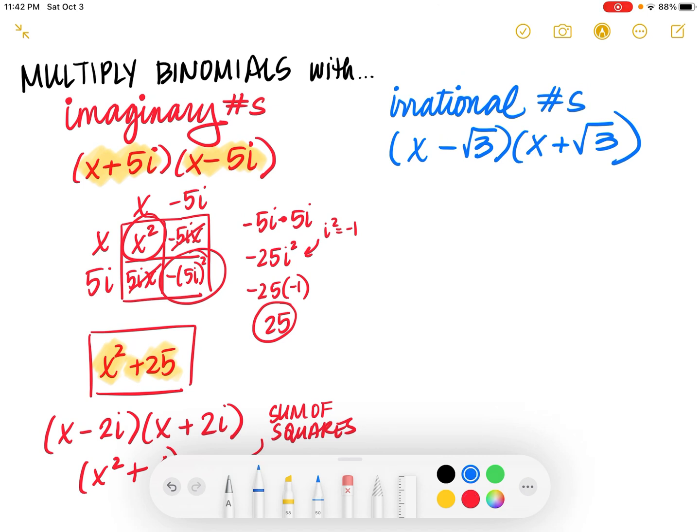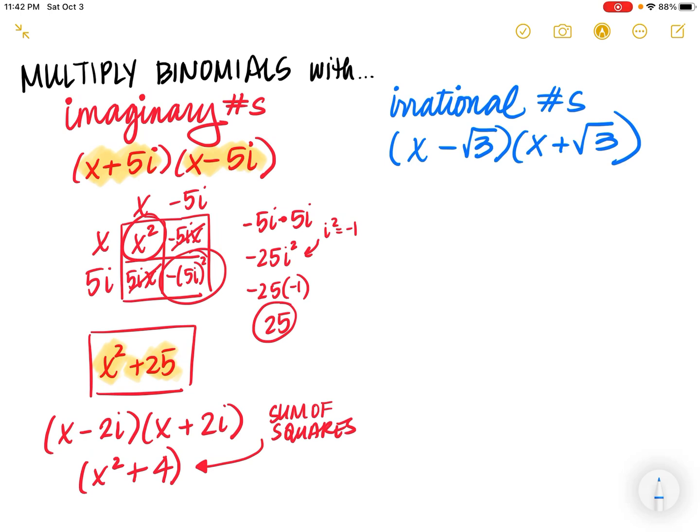Let's check out irrational numbers now. Irrational numbers are anything with a radical. So you see here we have radical 3, and we have both positive radical 3 and negative radical 3. Just like imaginary numbers, those are also going to come in pairs. So let's use the box method again. Area model or even FOIL would work. Here we have x minus radical 3, x plus radical 3.